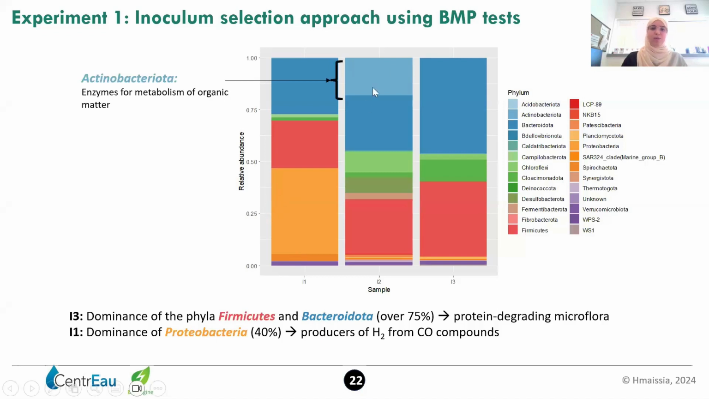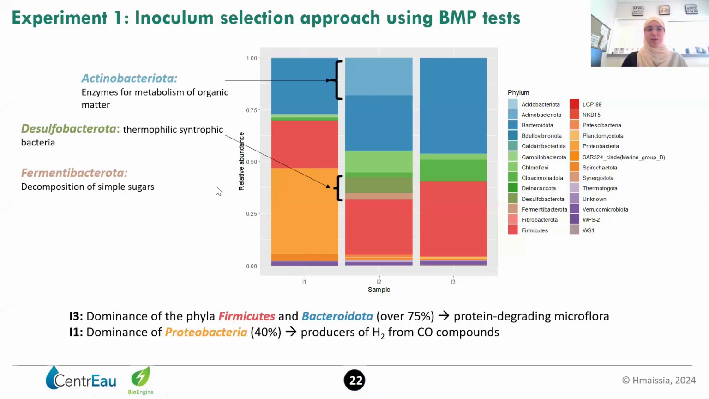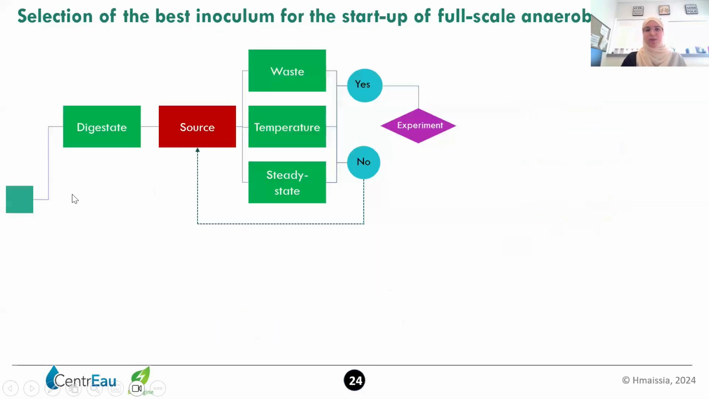So we found that here in the blue color, there was Actinobacteriota in inoculum 2, and those are bacteria that secrete enzymes for the metabolism of organic matter. So they make the process more rapid. And we found that there are Desulfobacteriota that are thermophilic bacteria, syntrophic, which means they produce things for other bacteria, for methane-producing bacteria specifically, and other phyla are responsible for decomposition of simple sugars, and this will accelerate the process. So this could explain why inoculum 2 was better.